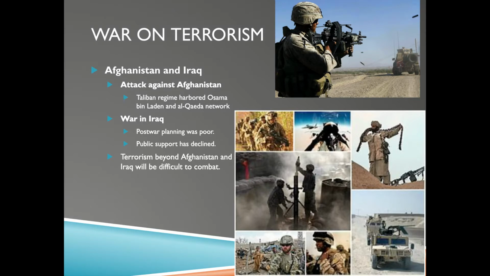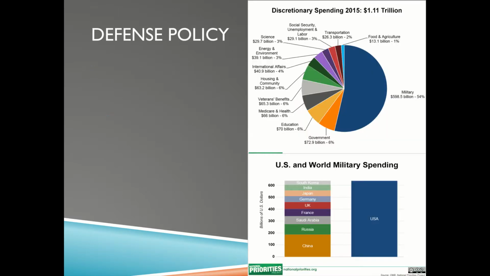Public support has declined for the war in Iraq. The war on terror and the war in Iraq are the longest wars in U.S. history. They also have the highest casualty counts of any war in United States history. That's more than the Civil War, more than World War I, World War II, Vietnam, all of the above. Terrorism beyond Afghanistan and Iraq will be difficult to combat because terrorism is not like we attack one single country. You're attacking small groups of cells, and it's very hard to stamp out something like that.